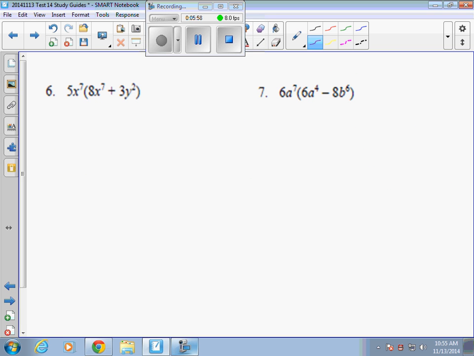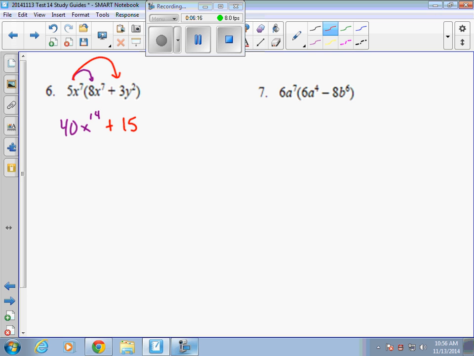Number 6, we're still distributing 5x to the 7th times 8x to the 7th. 5 times 8 is 40. X to the 7th times x to the 7th. You add 7 and 7 to get x to the 14th. Distribute 5 times 3 is positive 15.